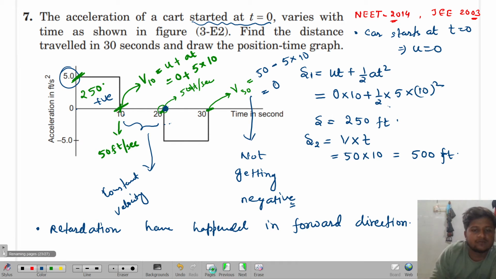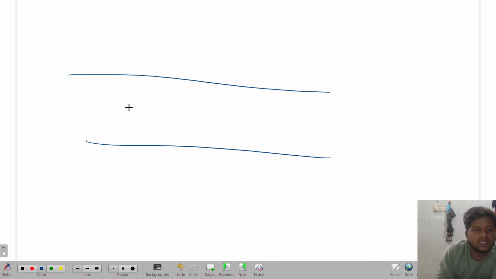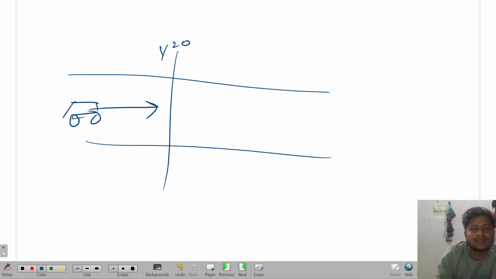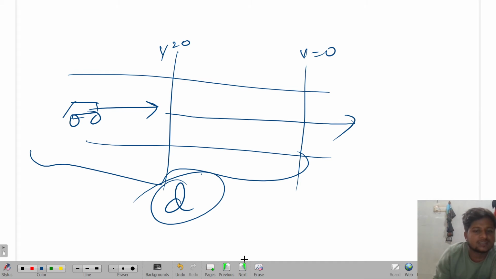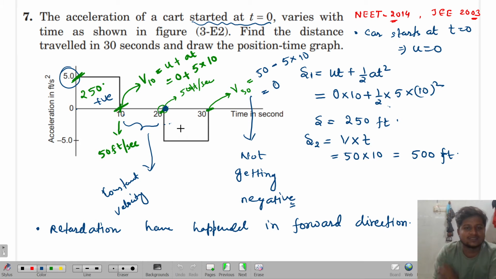Let's suppose, I'll give you one example. This is my road. If here the velocity was 20, for the car which was traveling over here, and here the velocity is becoming 0, the car has traveled this distance. Therefore whatever distance it has traveled will be counted as total distance. So in this region try to calculate your distance, that is S3.